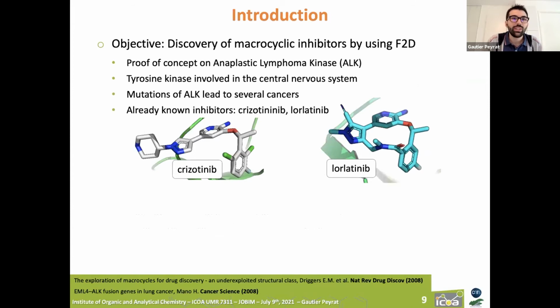So the aim of this study is to discover macrocyclic inhibitors by using Frags2drugs. We did a proof of concept on the protein anaplastic lymphoma kinase, so ALK. It is a tyrosine kinase involved in the central nervous system. Any mutation of this protein can lead to several cancers, and there are already known inhibitors such as crizotinib, which is a linear inhibitor, and lorlatinib, which is a macrocyclic inhibitor. That is the reason why we have chosen the protein ALK co-crystallized with the inhibitor lorlatinib.